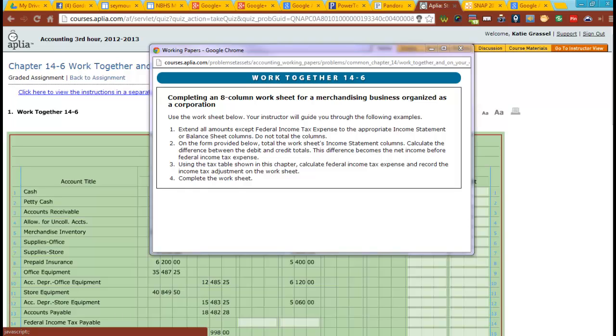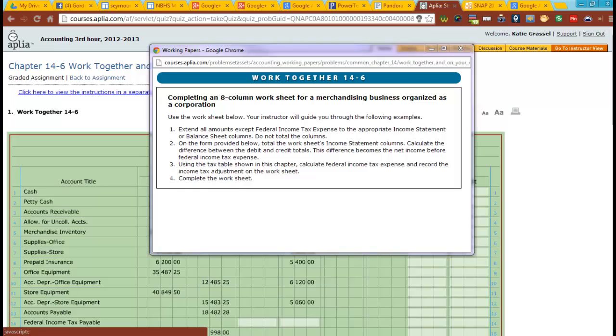What we have to do is go through and actually calculate what our net income is prior to our federal income tax. Then we calculate our income tax, and then we have to do another adjustment, because the federal government is going to base our tax off of how much money the business makes. So we have to do it in a couple different steps. You will notice when you look at your adjustment column that you have a spot to fill in for federal income tax payable and federal income tax expense.